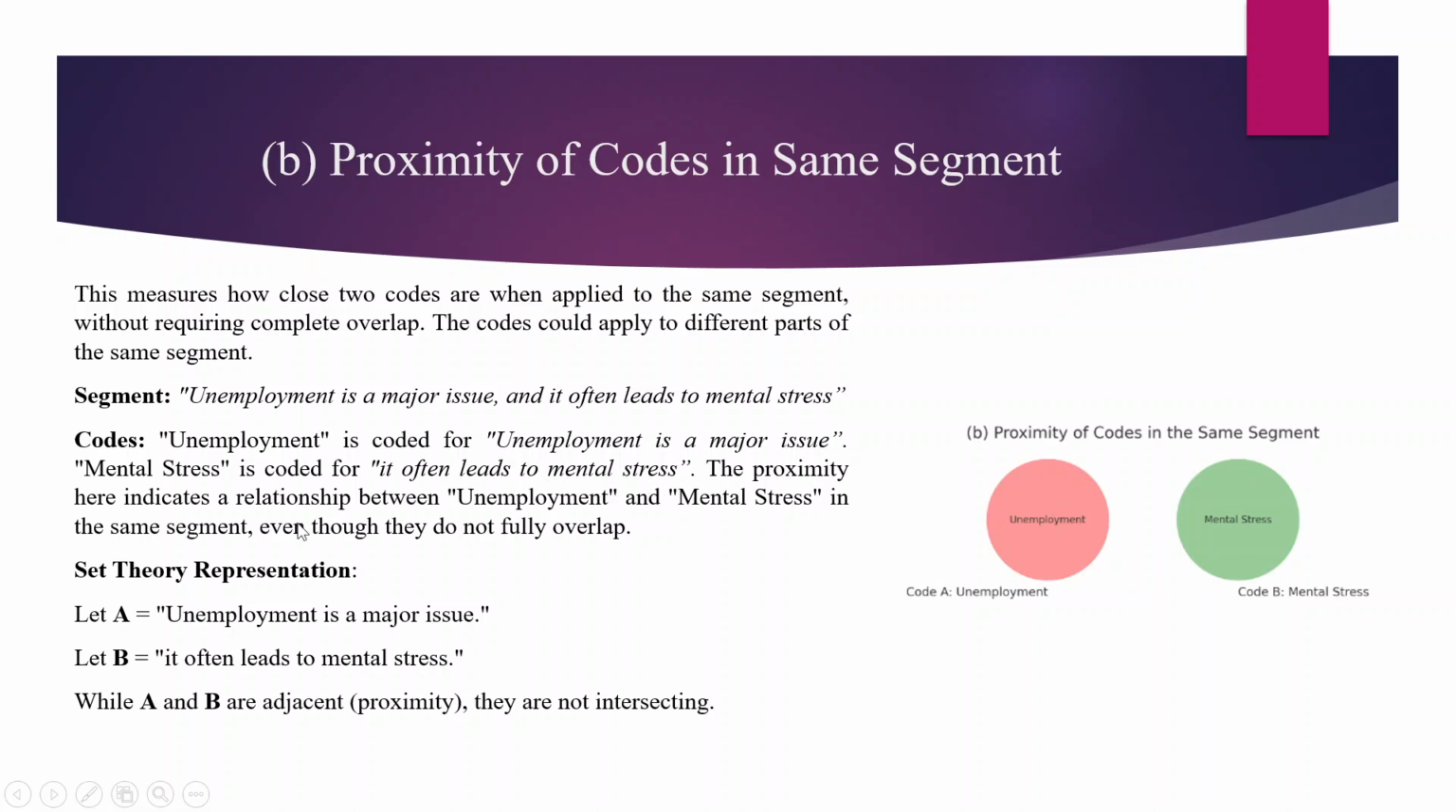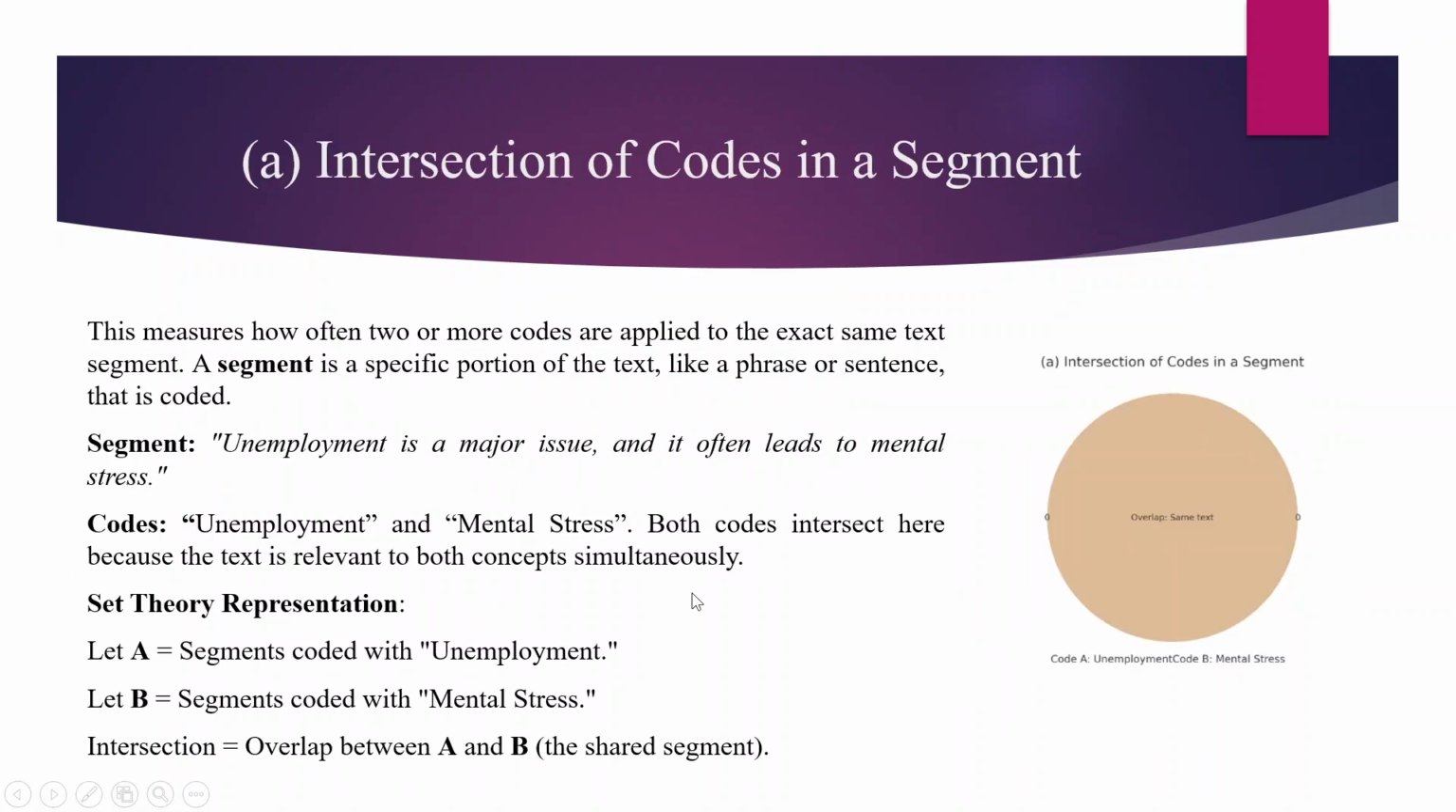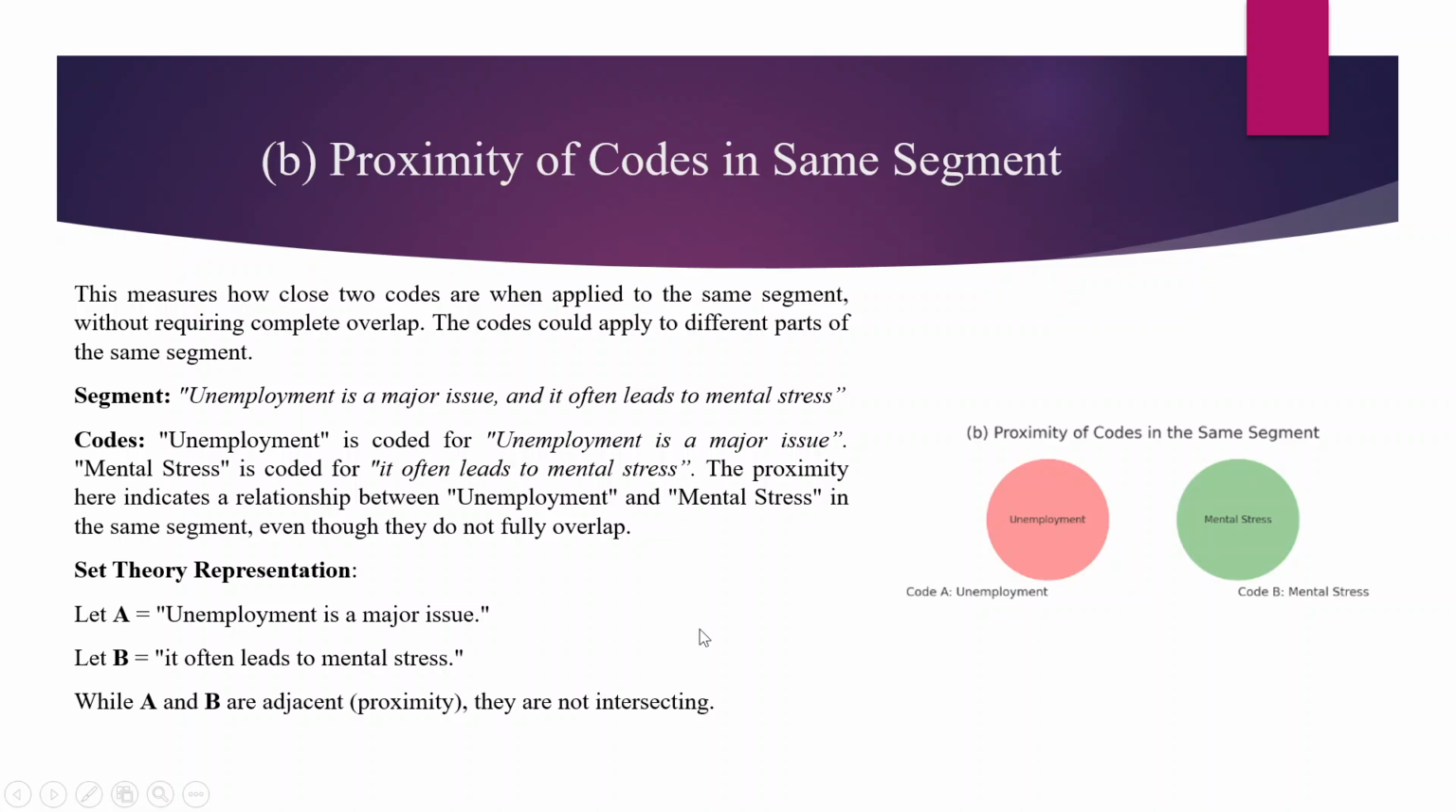The proximity here indicates a relationship between unemployment and mental stress in the same segment, even though they do not fully overlap. So code A is unemployment, code B is mental stress, and how near they are to each other is the proximity between these two codes. In the set theory representation, let A be "unemployment is a major issue" and let B be "it often leads to mental stress". While A and B are adjacent, in proximity, they are not intersecting. In the previous case they were intersecting; here they are not.